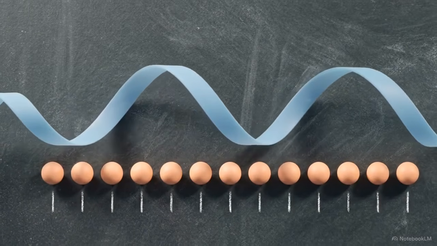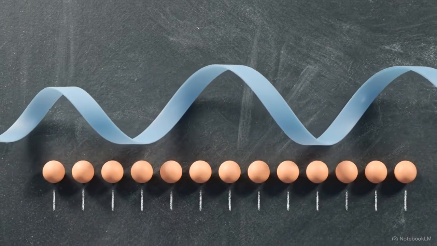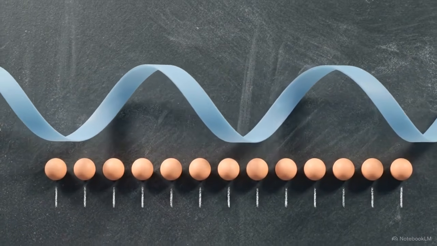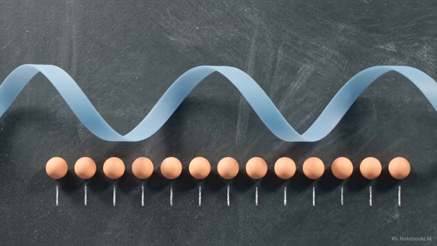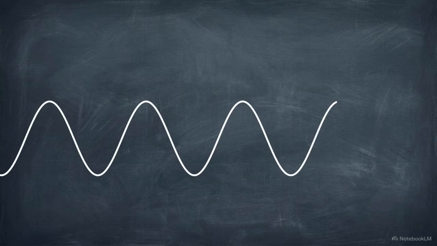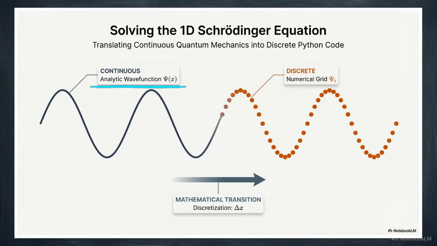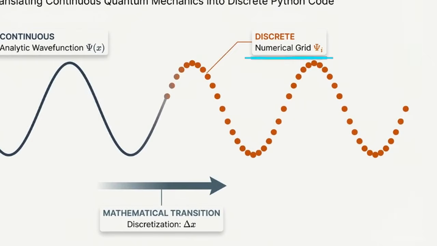Physical reality is continuous, flowing perfectly without interruption. But computational architecture is discrete, operating in strictly finite limits. Traditional quantum mechanics relies entirely on continuous math. To describe a particle's state, physicists use smooth wave functions managed through differential calculus. To bridge the gap between continuous physics and a machine's finite memory, we use a numerical grid.